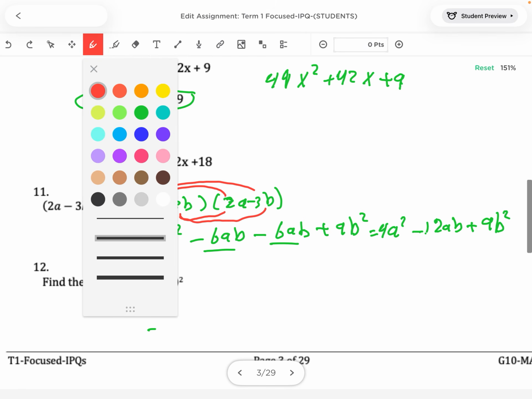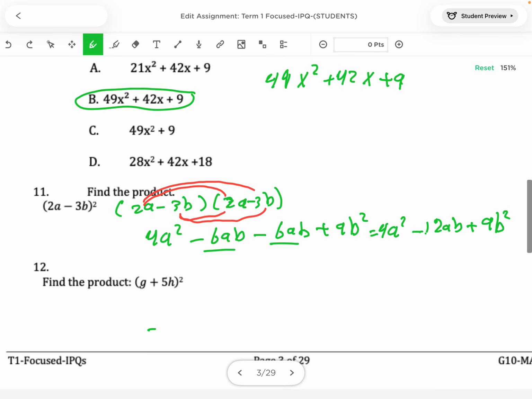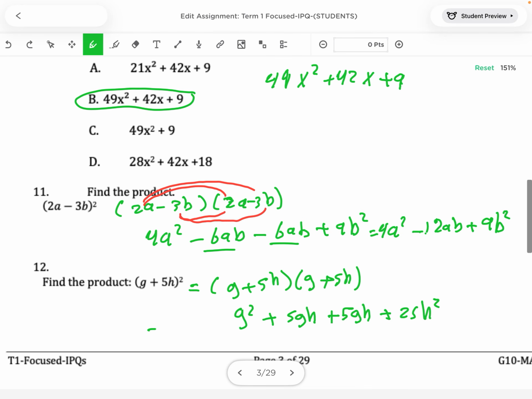And the second one is the same story. You can write it 2 times, g plus 5h multiplied by g plus 5h. G times g is g squared plus 5gh. 5h times g is 5gh again plus 25h squared. We have like terms here, combine them. So g squared plus 10gh plus 25h squared.